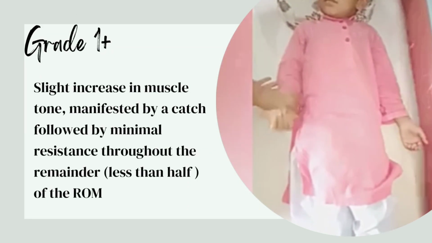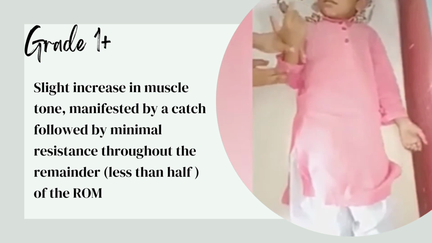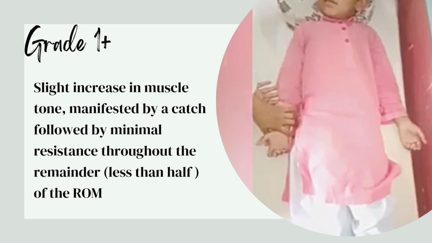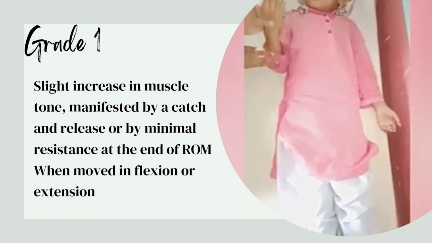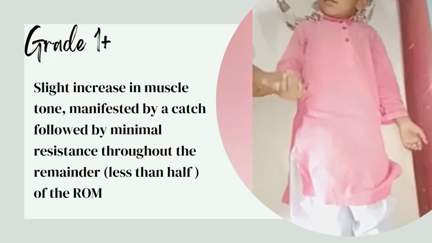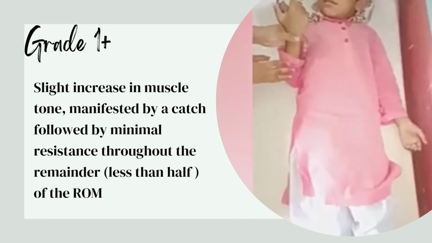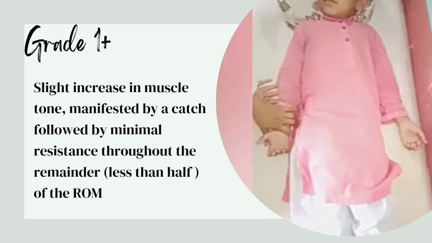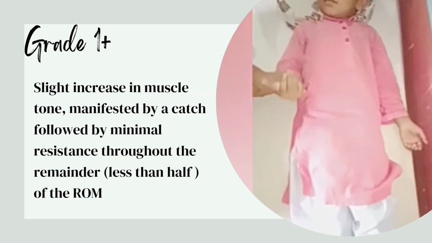In grade 1 plus, there is slight increase in muscle tone, which is manifested by a catch, followed by minimal resistance throughout the remainder, or less than half, of the range of motion. As you can see in this video, after half range of motion, you will see some amount of resistance, but there is no release of that, so the resistance remains throughout the remainder of the range of motion.